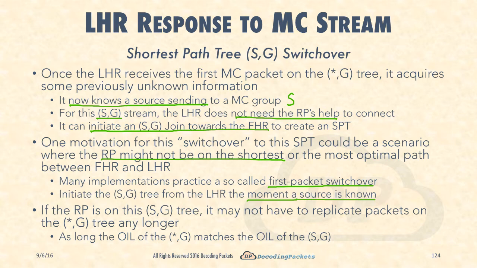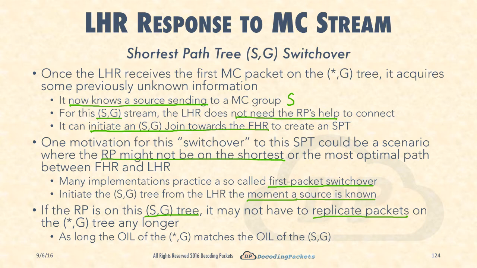Now, if the RP happens to be on the S comma G tree, and once again, it'll make much more sense once I go to the actual topology, but if the RP happens to be on the shortest path between the LHR and the FHR, so it's really another router on the S comma G tree, what it can do now is it does not have to do that replication from the S comma G to the star comma G anymore. Because now the S comma G is one continuous tree that just passes through the RP.